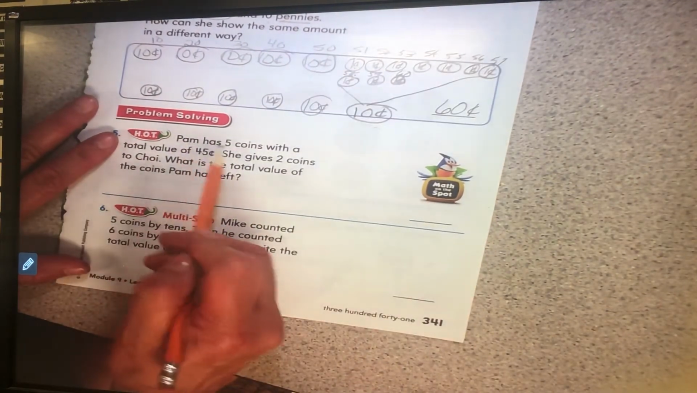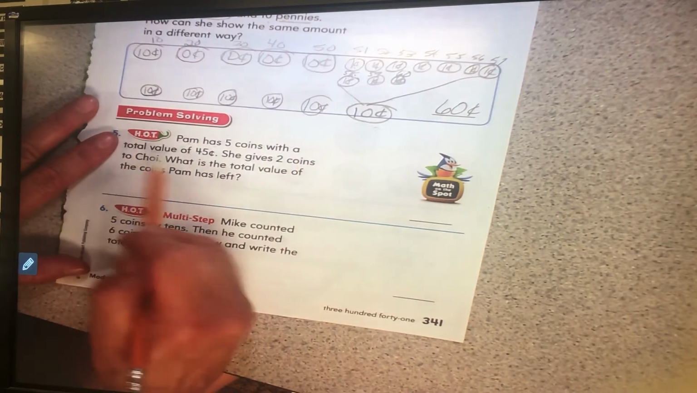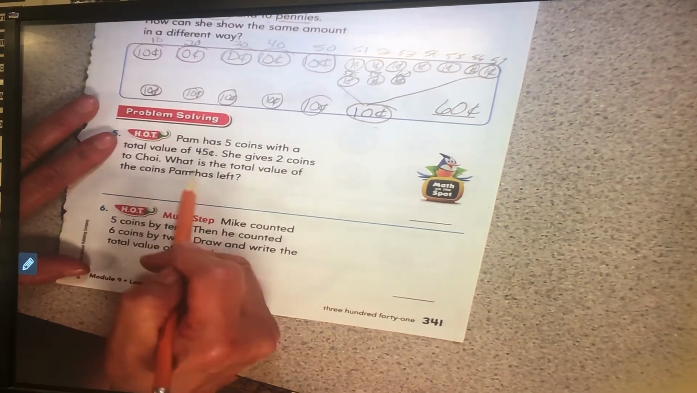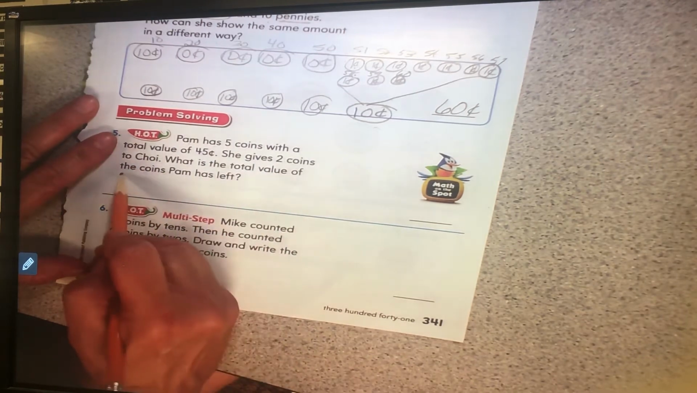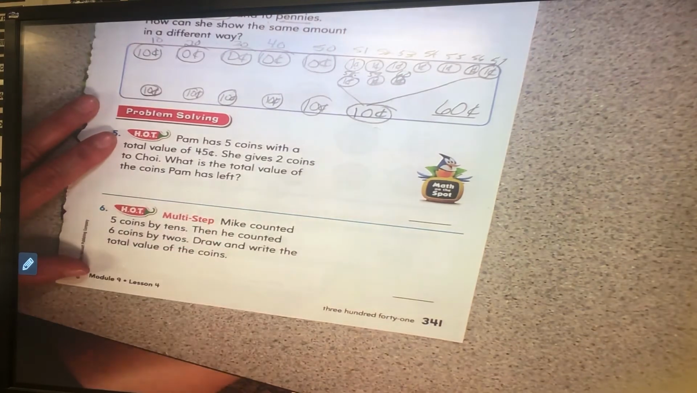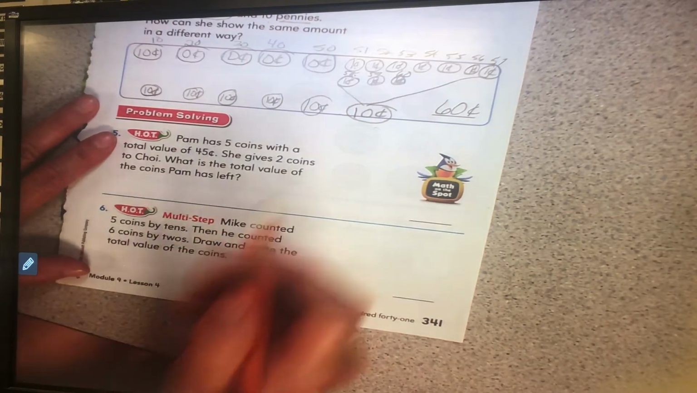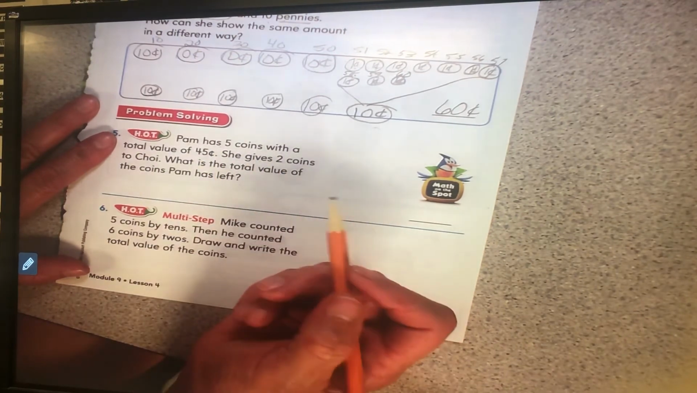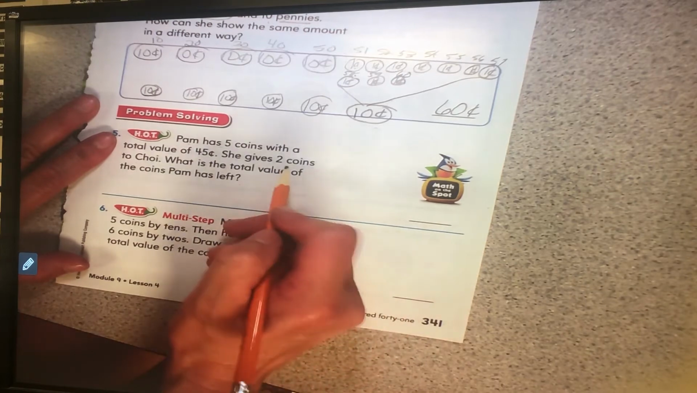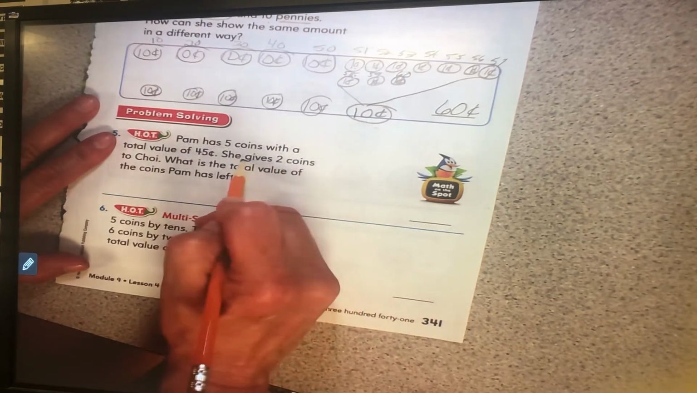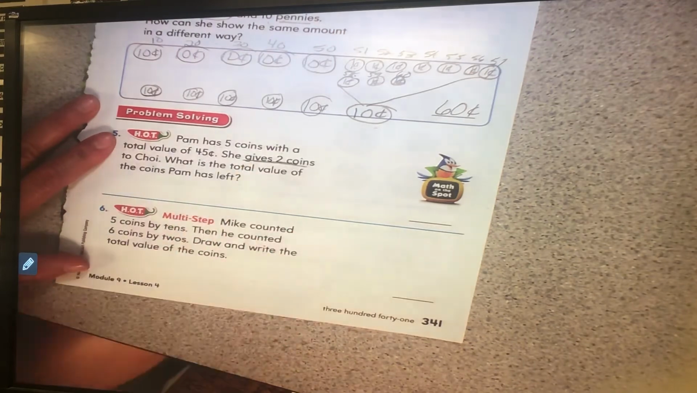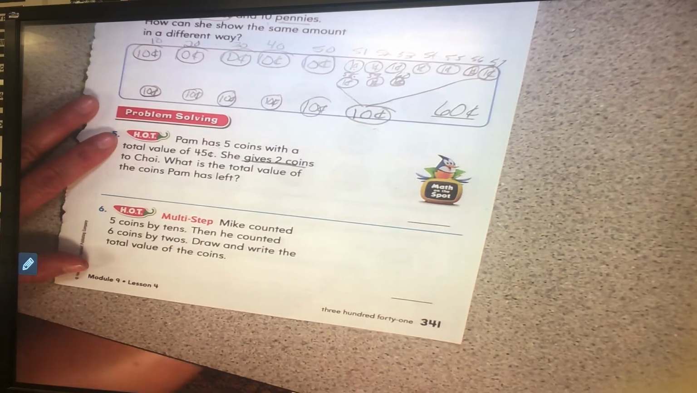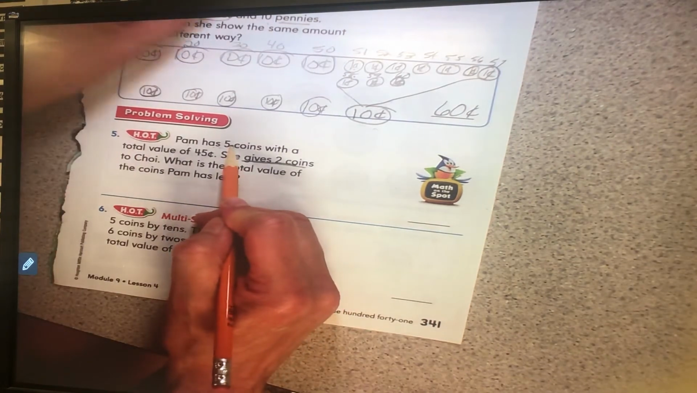Okay, Pam has 5 coins with a value of 45 cents. She gives 2 coins to Choi. What is the total value of the coins Pam has left? Okay, so she has 5 coins that are worth 45 cents, right? And she's going to give 2. So that means we're going to do what? Add or subtract. If you're going to give something away, you're going to what? Subtract. So let's see. 5 coins.